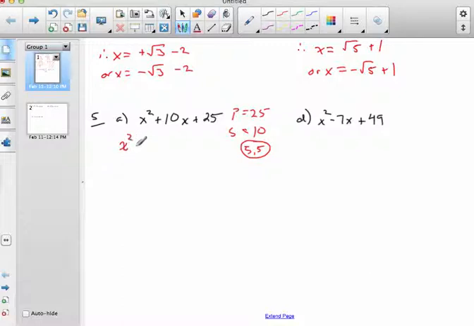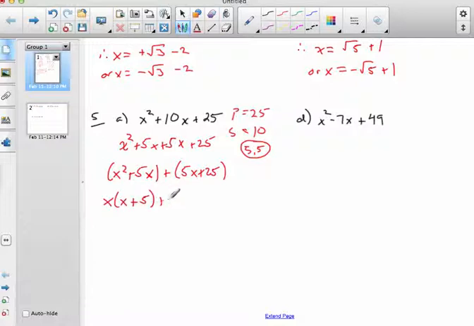So I get x squared plus 5x plus 5x, I'm just doing decomposition, plus 25. Group, and I get x squared plus 5x plus 5x plus 25, common factor, and common factor again. I get x plus 5 times another x plus 5. Lo and behold, that actually is a binomial square. So yes, this one is a binomial square.